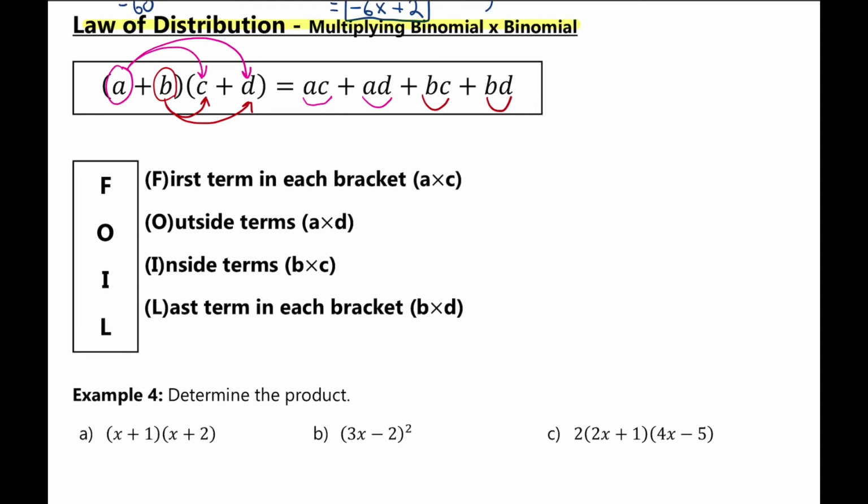We also call it, in short, FOILing. So you take the first term in each bracket, so a times c, and then you take the outside terms, a and d. Inside terms, b and c. And last term in each bracket, b and d. I like to memorize it using the arrows like this with the direction. But if FOIL works better for you, you may totally use it.